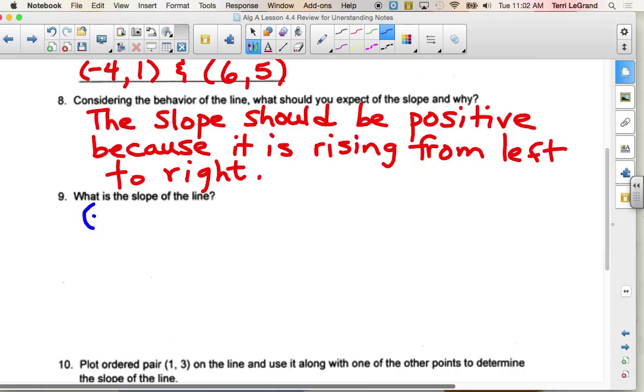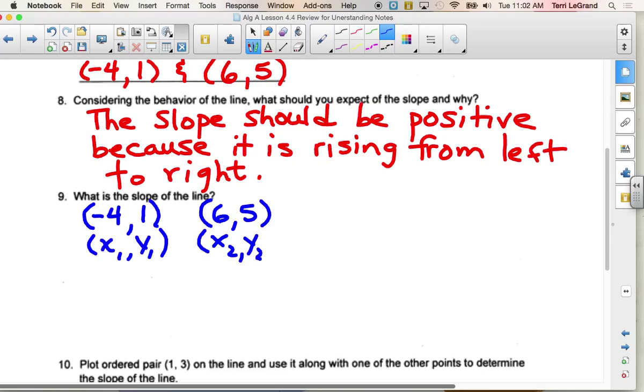Let's take ordered pair -4, 1, and let's call it our x sub 1, y sub 1, or however you're identifying it, but you need to identify it. I'm going to call that point 1, and the other point is point 2. And we're just going to put a little review here for ourselves. What is the slope formula? Because we should have it memorized hopefully soon, if not already.